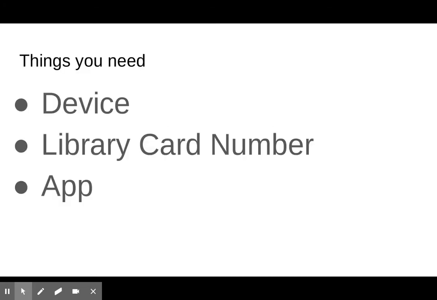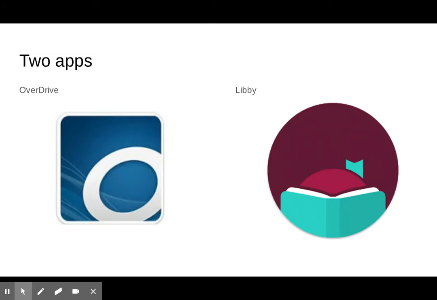The things you will need to begin downloading and enjoying books on your device are, of course, your device. It can be a tablet, a smartphone, or a computer. Your library number that you can get from your library, and you'll download an app from your app store. Here are the pictures of the two apps that we're going to use today. These are two apps which you can borrow books on, and it depends on what type of device you have.